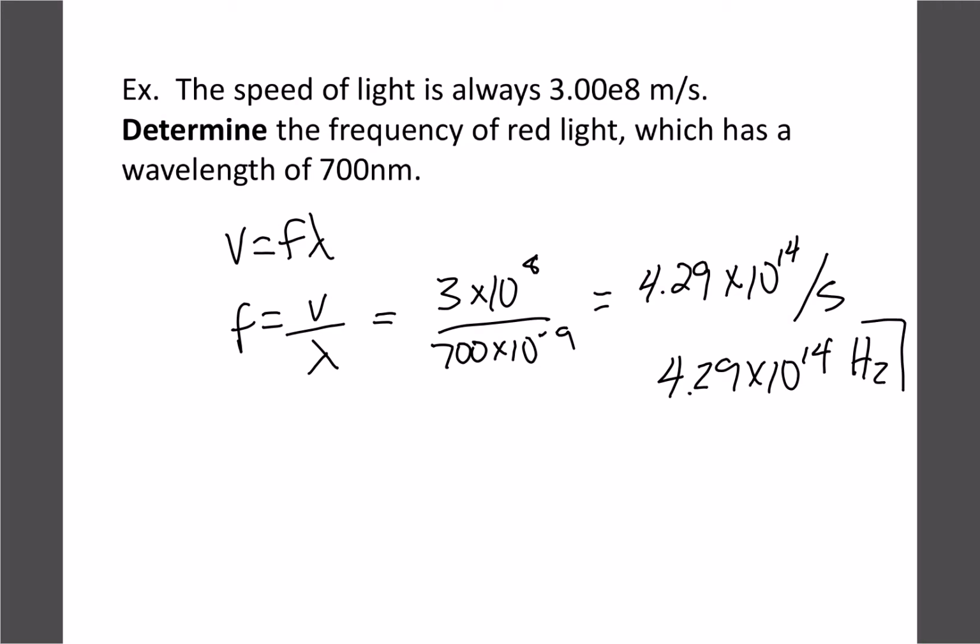So that means if we had a red laser, that's how fast those waves would be getting pulsed at, or basically created at. We'd have 4.29 times 10 to the 14 waves per second. So super fast. That's why we don't see light as being a wave so much. We just basically see it all the time because it's moving so quick.